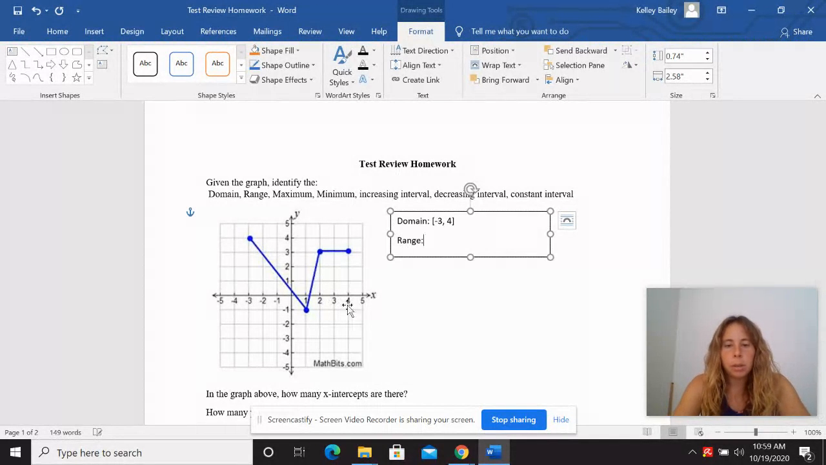X equals -3, and our graph goes all the way to x equals 4. All right, range. Oh, here, let me do a different color. You know how I am with my colors.